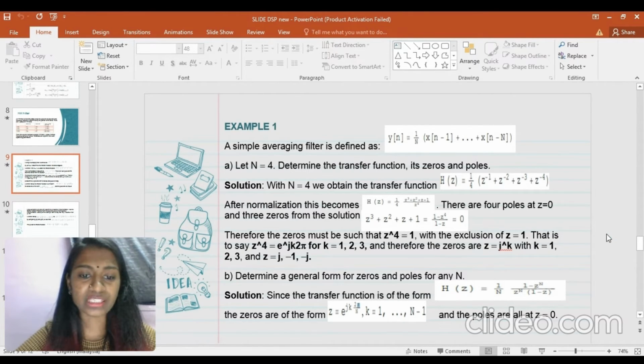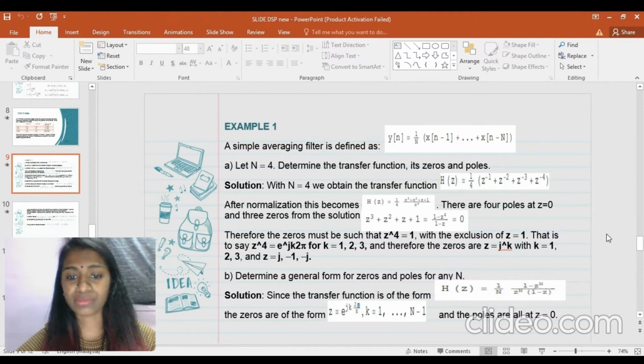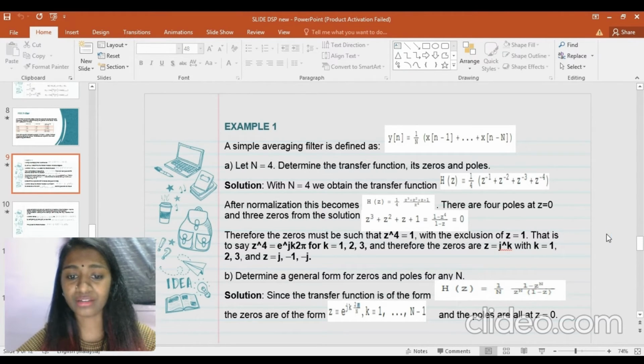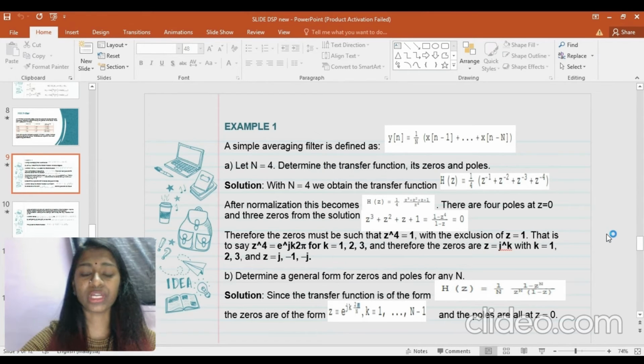The solution is, since the transfer function is of the form H(z) equals 1 over N times 1 minus z to the power of N, divided by z to the power of N times 1 minus z, the zeros are of the form z equals e to the power of j k 2 pi over N, for k equals 1 to N minus 1. And the poles are all at z equals 0.